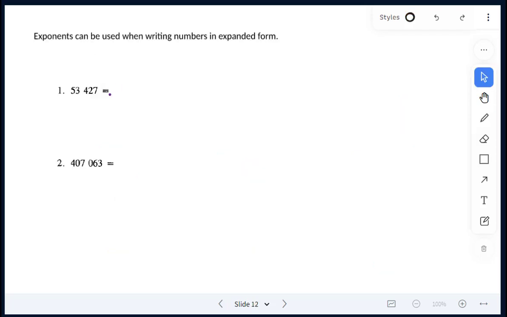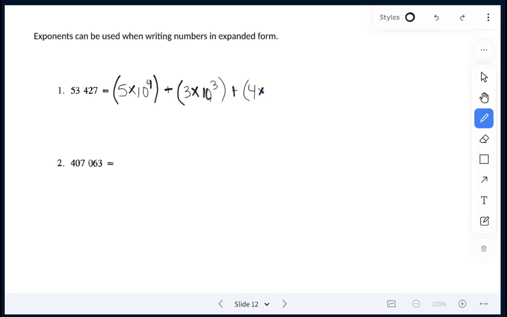So in this example, we have the number 53,427. So we can use exponents to write this in expanded form. So we can say 5 is in the 10,000s position, so 5 times 10 to the power of 4 puts that in the 10,000s position. And then we have the 3 in the thousands position, so 3 times 10 to the power of 3, plus we have 4 in the hundreds position, so 4 times 10 to the power of 2, plus 2 in the tens position. That's 2 times 10 to the power of 1. And then we have 7 in the ones position, so that's 7 times 10 to the power of 0, which will put that into the ones position.